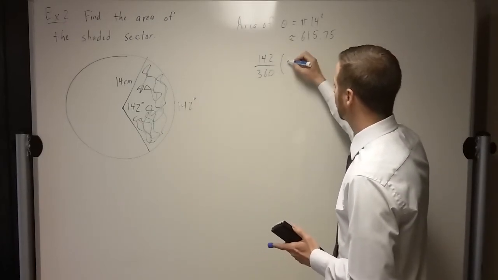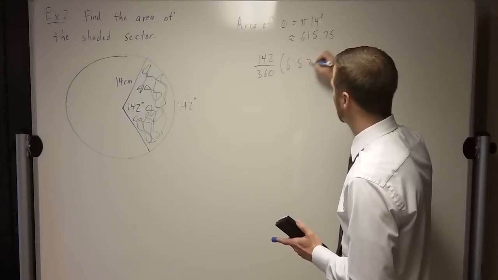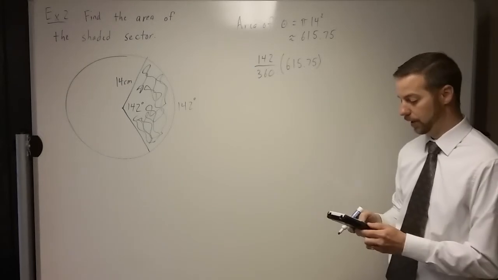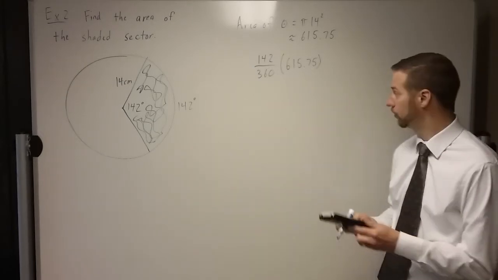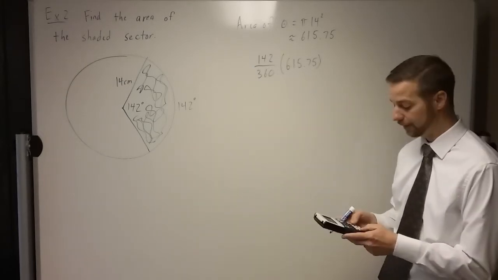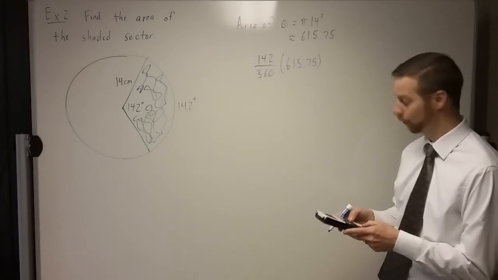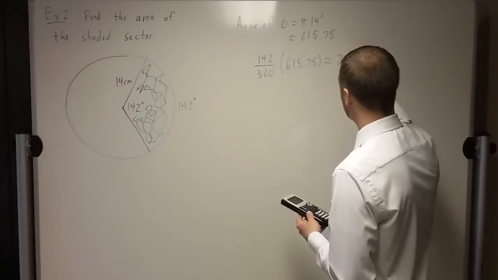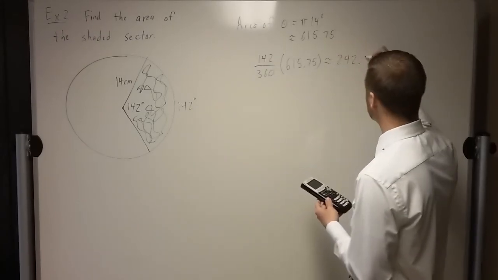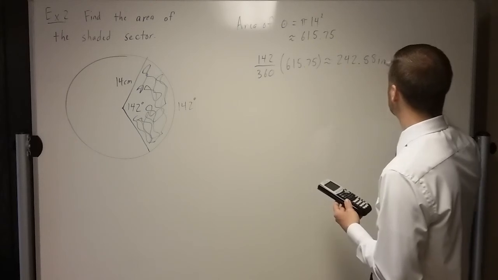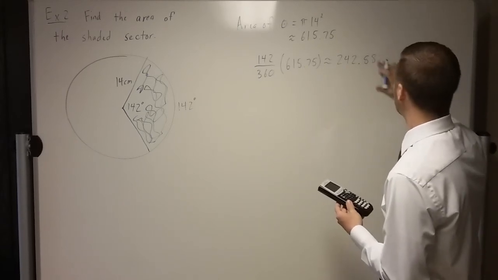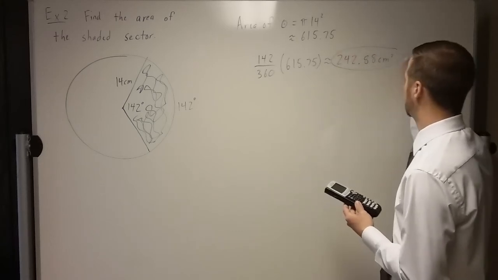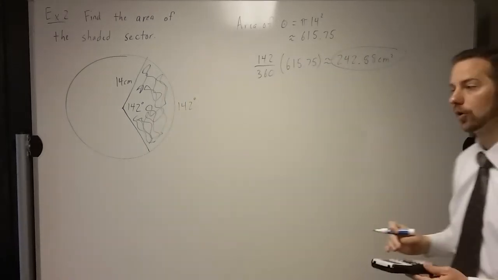And so that fraction of 615.75 would tell us what we want for the area of just that shaded portion. So I'm going to do that 615.75 times 142 over 360. And that tells us that little shaded portion there is about 242.88. Oops, we're in centimeters. 242.88 square centimeters it would take to cover that shaded portion of the circle.